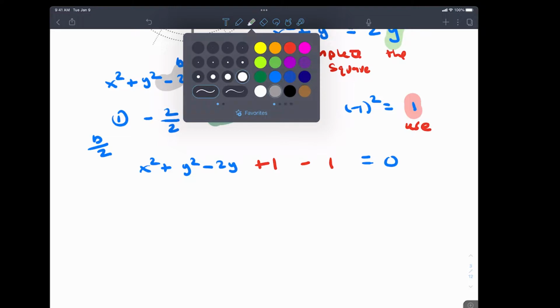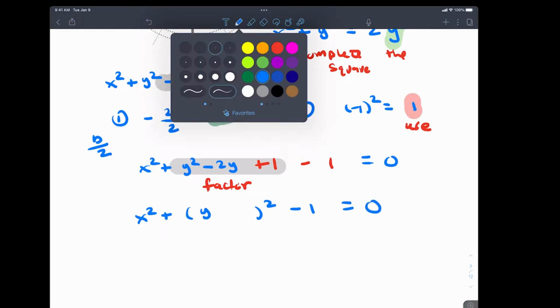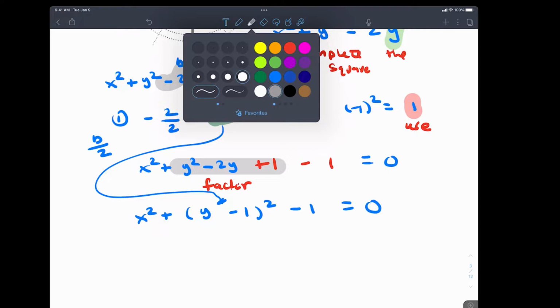Now, what I tell those intermediate algebra students, right in here, you're supposed to what? Well, you're supposed to factor, but don't really factor. You have x squared plus (y) squared, minus 1 equals 0. Don't really factor. Do you guys know what you do? You use the value found in step number 1, which is minus 1.